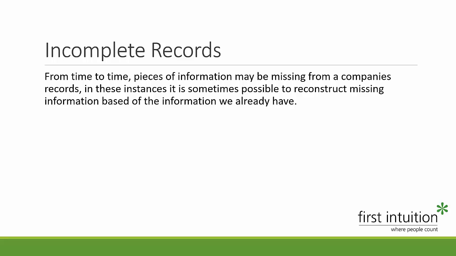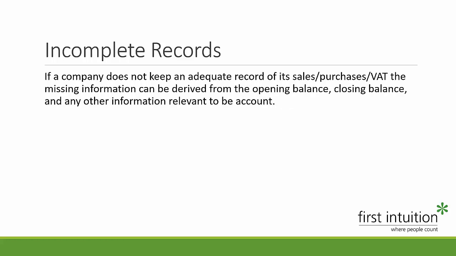So just to rehash the obvious, from time to time, pieces of information may be missing from a company's records. In these instances, it is sometimes possible to reconstruct missing information based on the information that we already have. What this essentially means is, we're all human, things disappear, computers go bust, information just isn't always, despite our best efforts, securely stored and easily obtainable. In the instances that some things go missing, we can put steps in place to essentially find it.